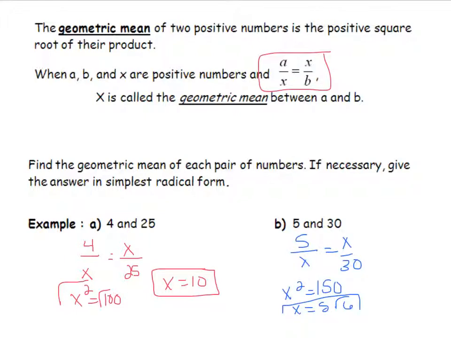All right, so we had 5 over x equals x over 30. So you get x squared is 150. Now the largest perfect square that goes into 150 is 25. So we should get 5 times the square root of 6.